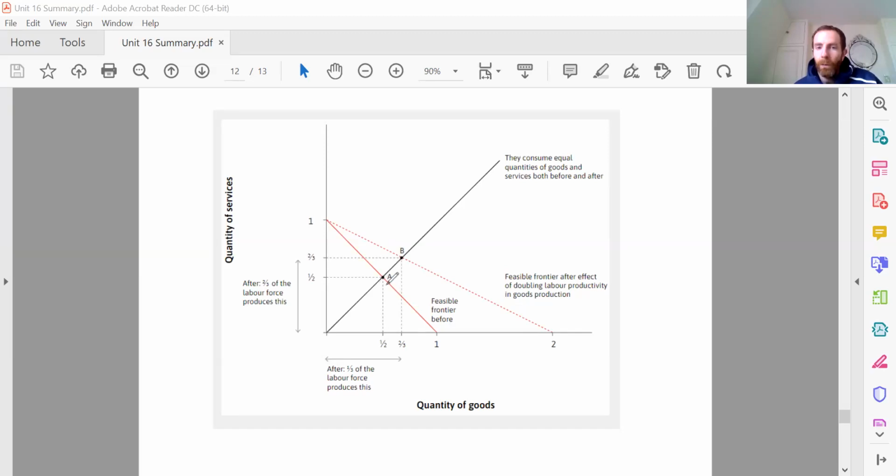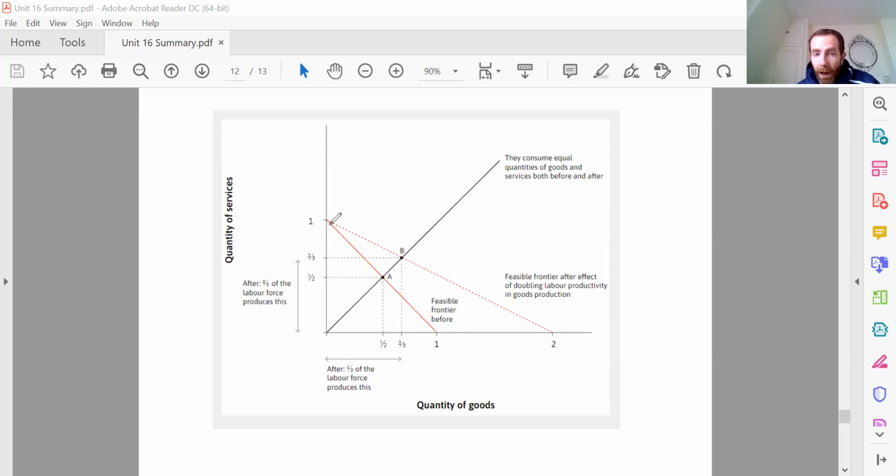But now what we imagine is that the labor productivity in goods production increases. And in fact, we're going to imagine that it doubles. And that's something we have seen happen in goods production, that labor productivity has increased with greater automation and greater use of machinery. And so now our feasible frontier changes to this one.